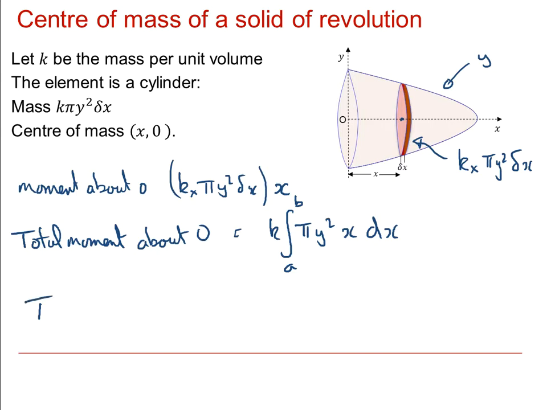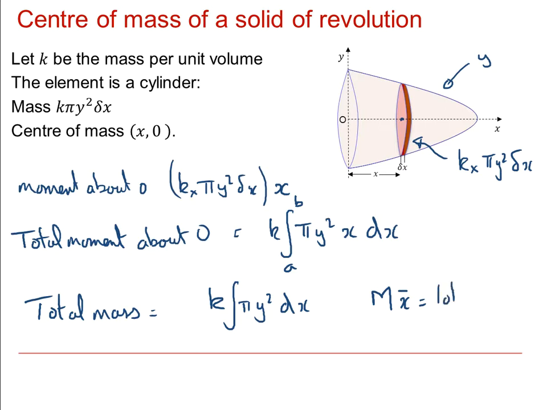The total mass, of course, we've seen that the volume is calculated by an integral of pi y squared dx, so the total mass will be k multiplied by that volume. We can therefore work out the center of mass by saying that M, the total mass, multiplied by x bar must be equal to the total moment. And therefore x bar will be equal to these two integrals divided by each other, and of course k will then cancel out from those.